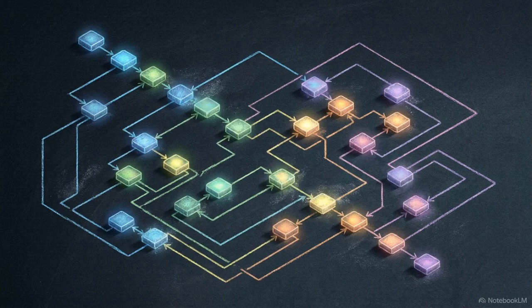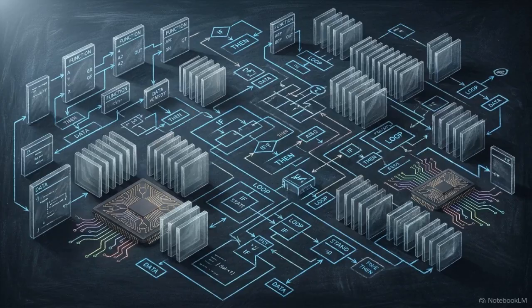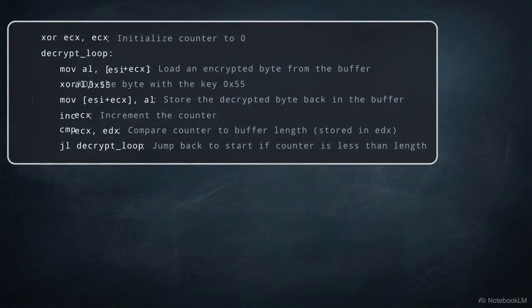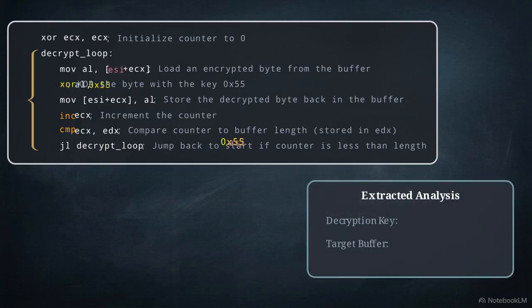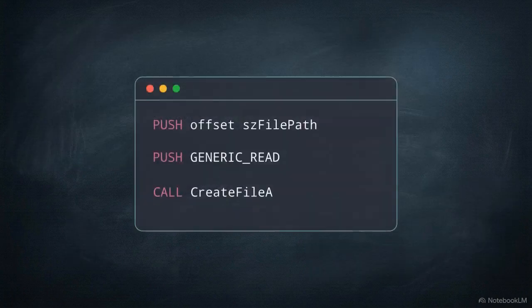Once you understand individual instructions and stack architecture, you can transition from reading isolated lines of code to recognizing higher-level structural idioms. This snippet features a tight loop utilizing an XOR instruction against a static 0x55 key, followed by an INC and CMP. This signifies a localized decryption routine. Your objective: extract the key and buffer address to statically decrypt the payload without executing the malware.